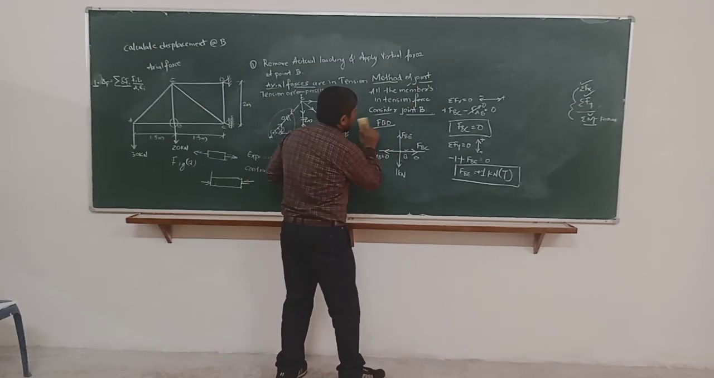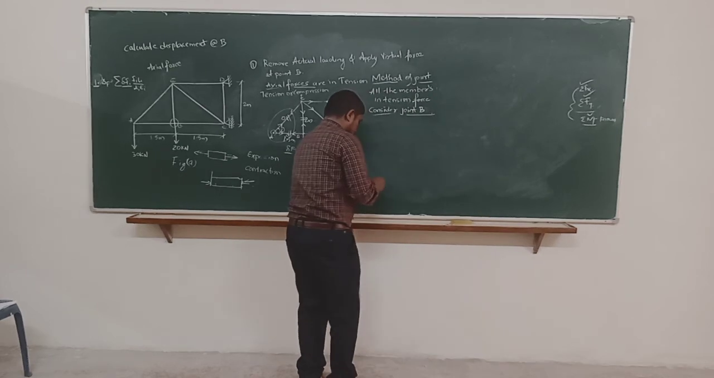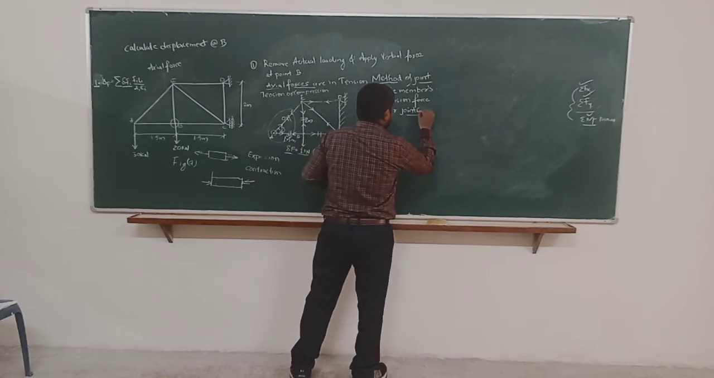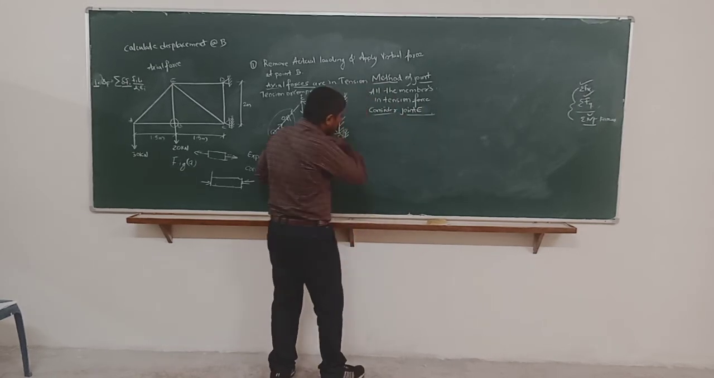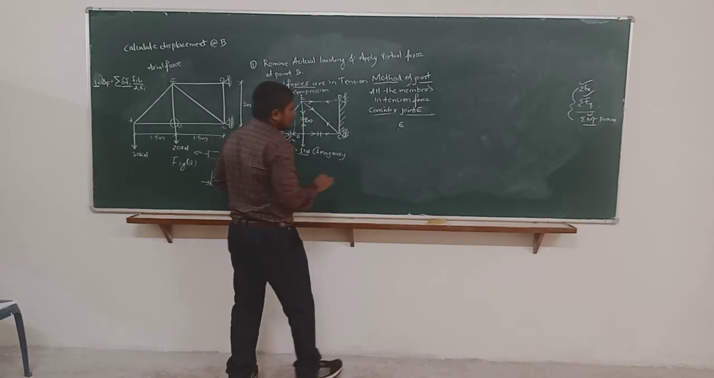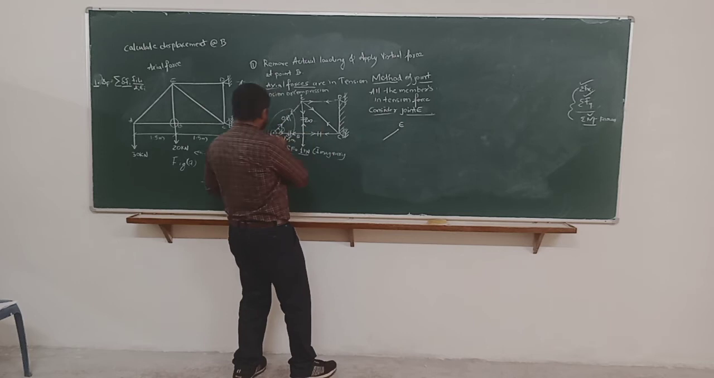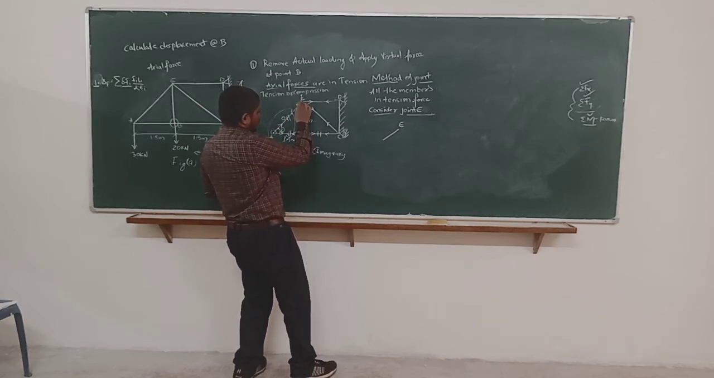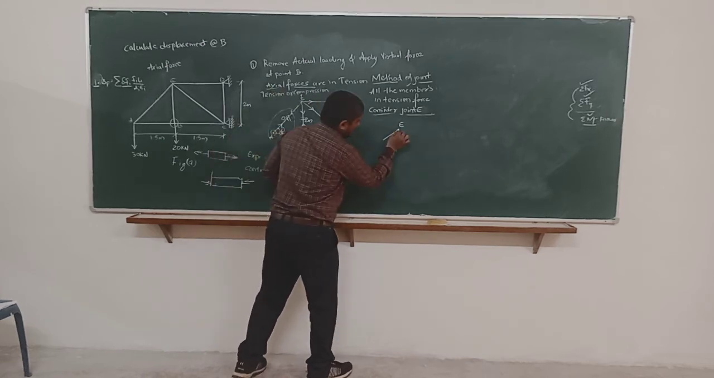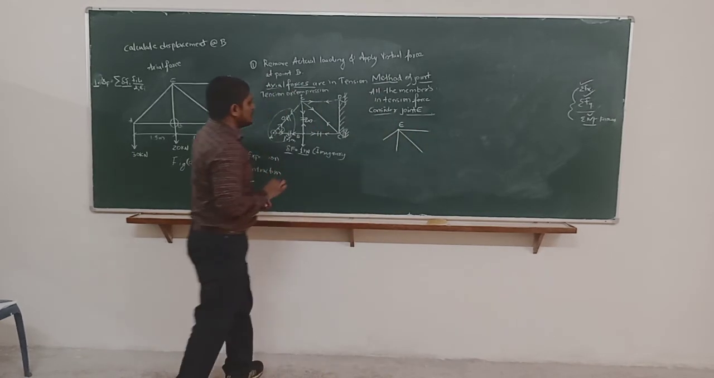Now I'll consider joint E. So first we write this E joint. Okay. To E, which all members are connected? Member AB is connected, so A is connected to this E. EB is connected, this line is connected. To this, EC is connected, this line is connected. ED is connected, this line is connected. So all these members are connected.